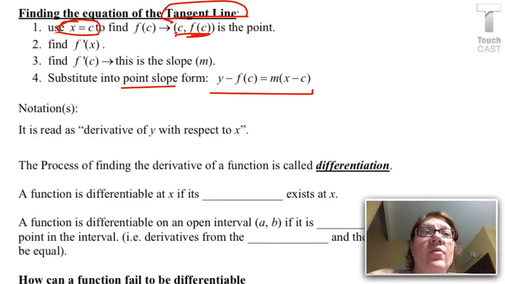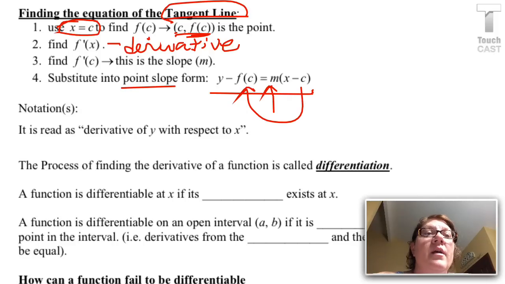Next I have to find the slope, but now I know that this is the derivative, and then I'm going to use that slope and that point to substitute into point slope form. So I'll be substituting in the slope, and then I'll be substituting in the point c, f of c, into point slope form. Easy peasy, guys.